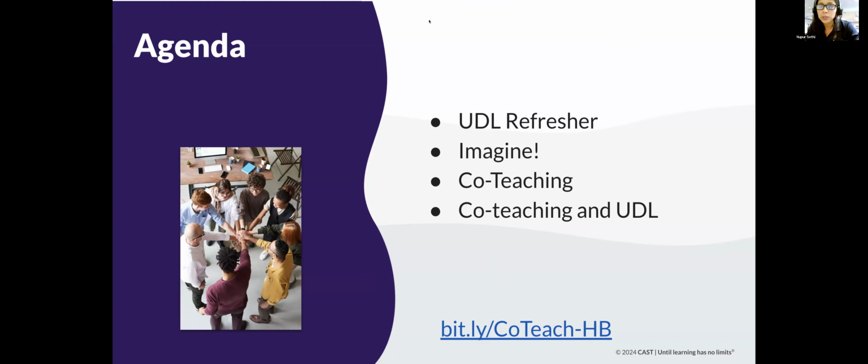Wow. So the agenda today, we're going to go over UDL as a refresher, and secondly, we're going to go over a story. Maybe it resonates with you, and perhaps that kind of situation brought you to this webinar. We're going to dive into what co-teaching is, and then we're going to talk about the marriage of co-teaching and UDL.